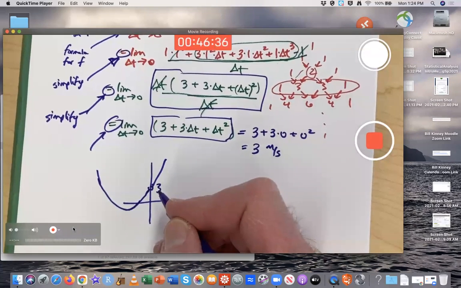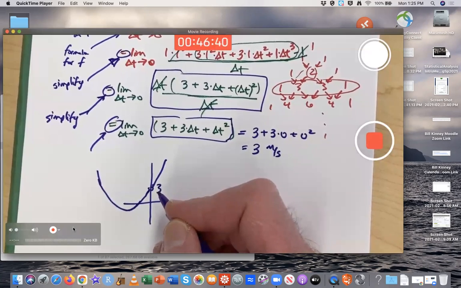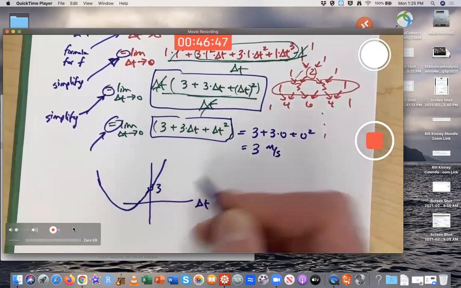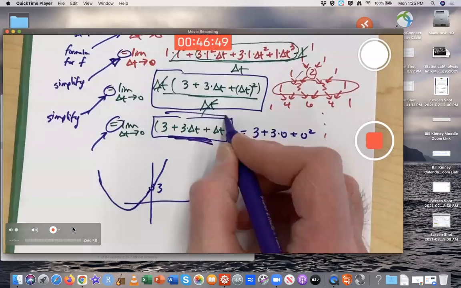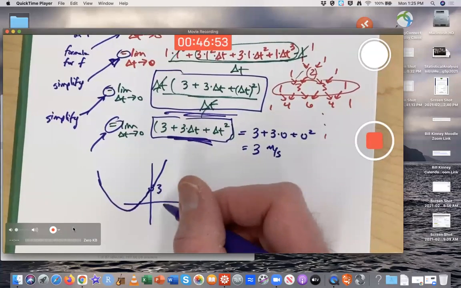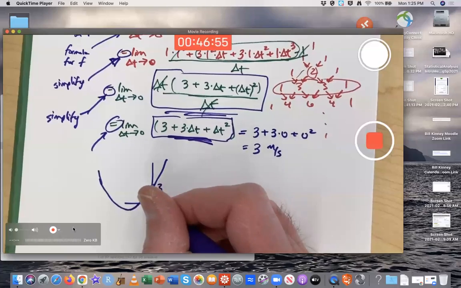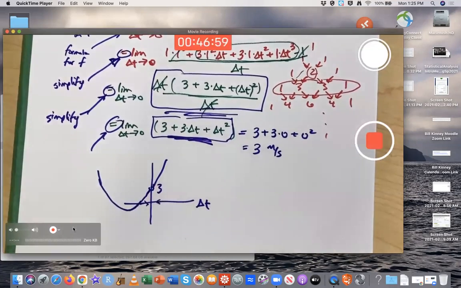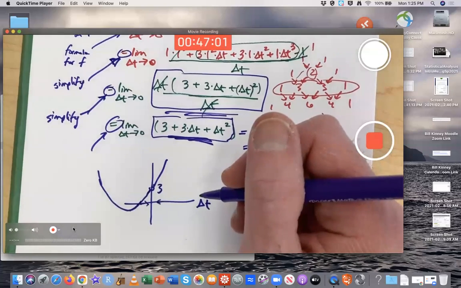So graphs with holes in them are not just curiosities. They're actually essential to calculus. It's not a graph of the original function. This is not f of t equals t cubed here. It's the graph of this thing or this thing as a function of delta t. And I'm letting delta t go to 0. I'm letting it approach 0 from both the right and the left, in fact. It's a two-sided limit, you might say, and the limit does exist and it equals 3.